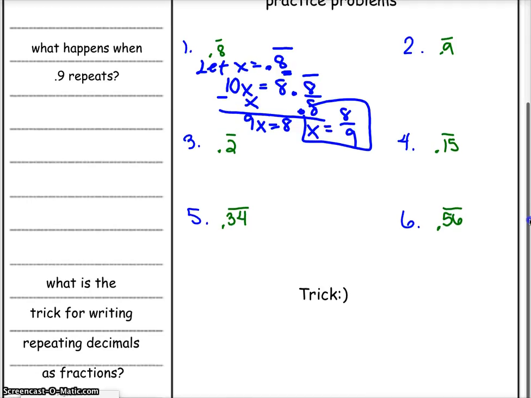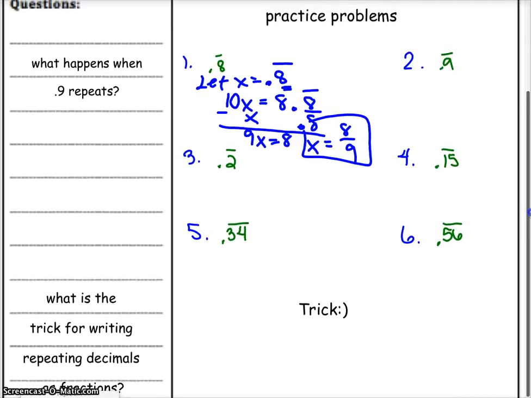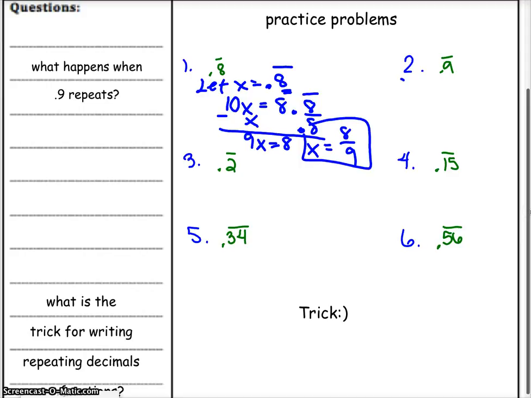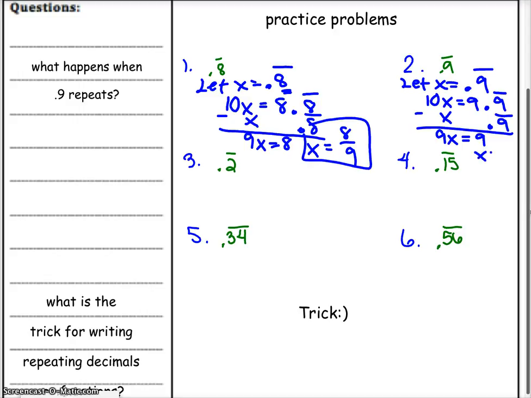Okay, number 2 is going to be a special situation, and you're going to see why. I'm going to let x equal the pattern, which is 0.9 repeat. There's one number to the pattern, so I'm going to multiply by 10. That gets it to the left-hand side. So 10x equals 9.9 repeat. Take the pattern away. The pattern is 0.9 repeat. 9x equals 9. X equals 1.